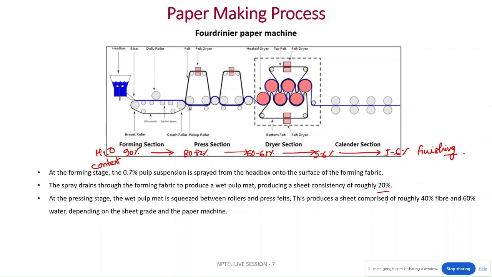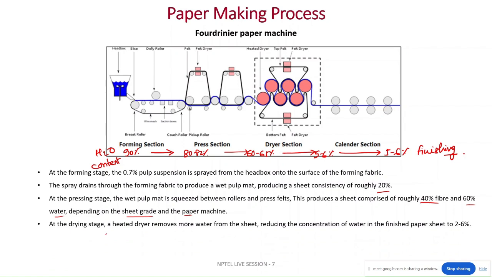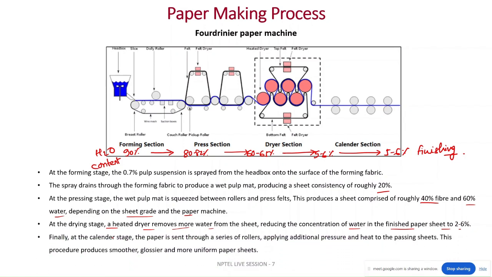This produces a sheet comprised of roughly 40% fiber and 60% water, depending on the sheet grade and the paper machine. At the drying stage, the steam heated dryer cylinders remove more water from the sheet, reducing the water concentration in the finished paper to 2 to 6%. Now finally, at the calendar stage, the paper is sent through a series of rollers, applying additional pressure and heat to the passing sheet. This procedure produces a smoother, glossier and more uniform paper sheet.